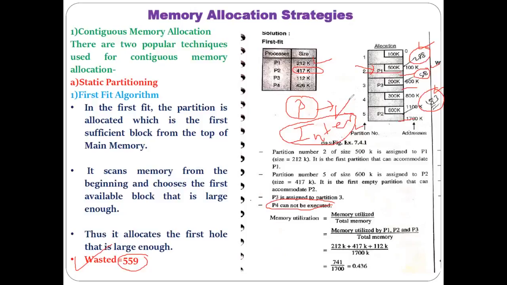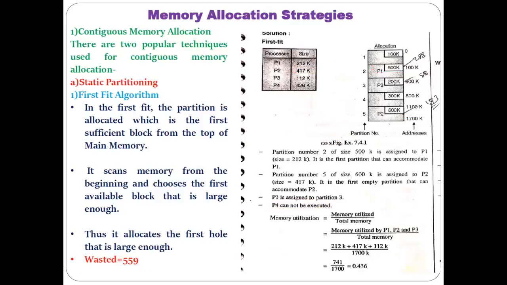What is internal fragmentation? Even when a process is allocated within a particular partition, the unused space within that partition cannot be utilized. Or we can say, when the size of the process is less than the size of the partition, that unused memory is called internal fragmentation.